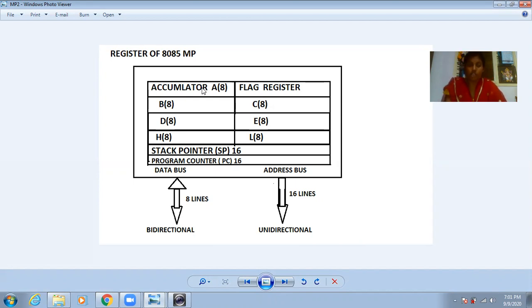So the first component is the accumulator. The accumulator is single, it will be in a single number. This will be denoted with A, and this will be having 8 bits, so the storage capacity will be 8 bits. So we'll be using only one accumulator of 8 bits.